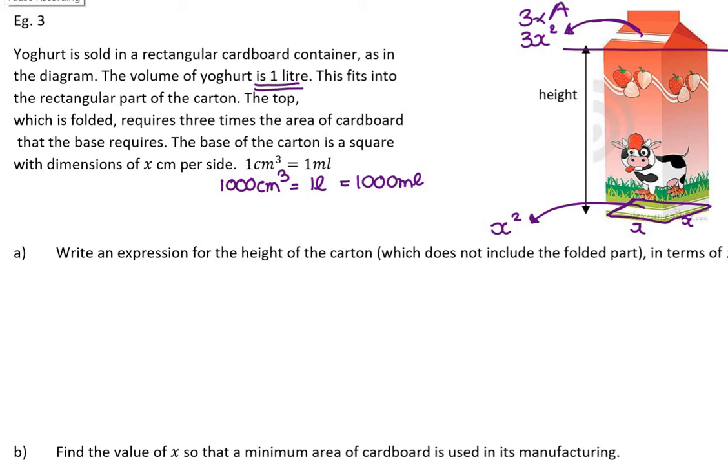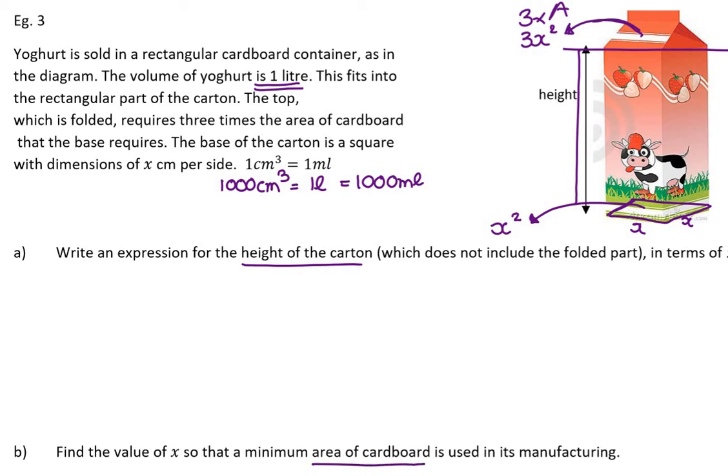Right, now this question can't possibly be about maximizing the volume, because the given information to us is the volume. What are they going to be asking us to minimize or maximize then? Well, have a look. This question says, write an expression for the height of the carton, which does not include the folded part, so just this part, in terms of x. And the next question says, find the value of x so that a minimum area of cardboard is used.